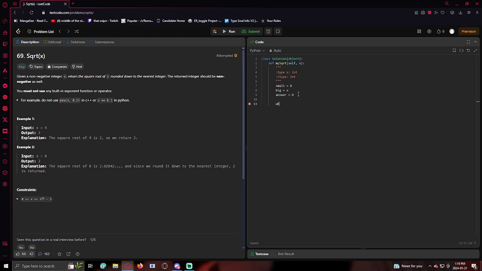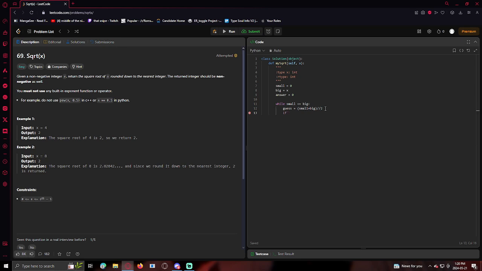What we're going to do after is go while the small is less than or equal to the big, right? We're doing this because we're going to change the numbers of the small and the big, so we can keep narrowing down the range to try and find the biggest integer. So while the small is less than or equal to the big, we're going to find the guess. The guess is going to be small plus big divided by 2, and we're going to use the double division because we want to do it in integers, so we just want to find out what the biggest integer is, right?